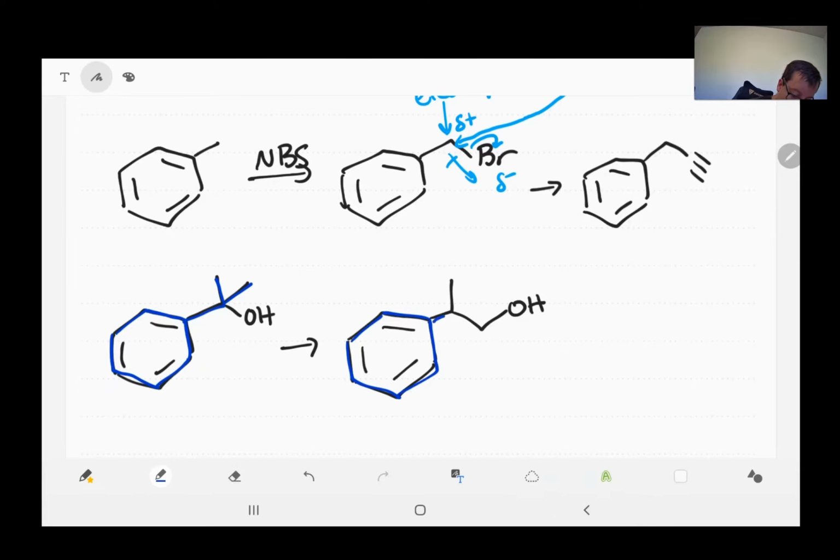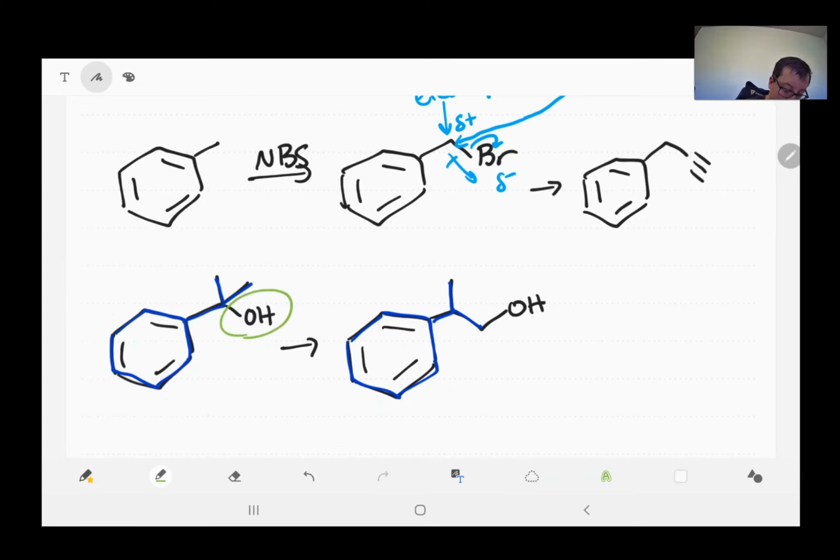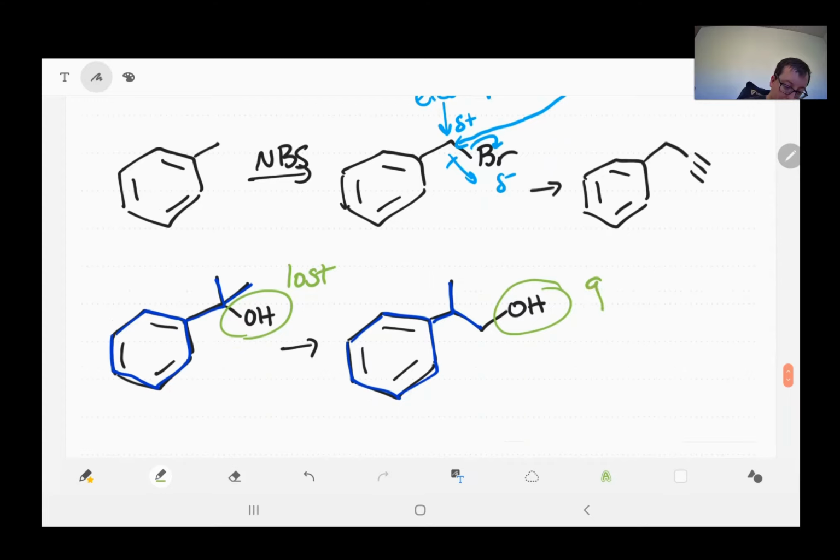We still have that isopropyl bit on the benzene. All we've done is move that thing 1 carbon over. We've moved our alcohol from that benzylic position to 1 carbon away. Or we can say we've lost this and we've gained this. So we've lost our hydroxy and we've gained a new hydroxy that's 1 carbon away from where the old one was. So it's always imperative that you look at what's the same and what's different within these.